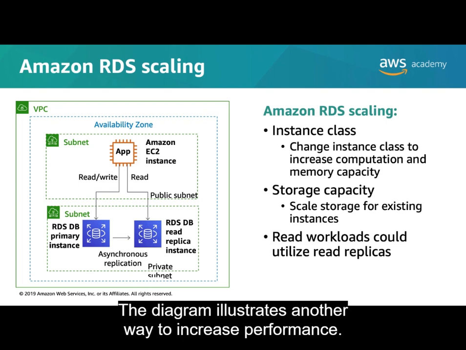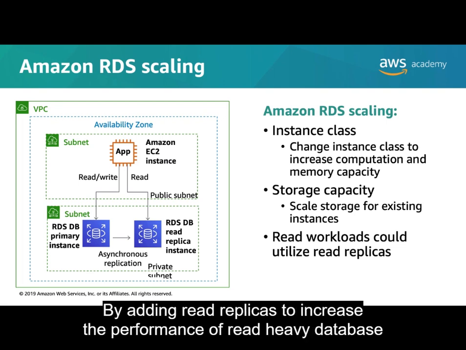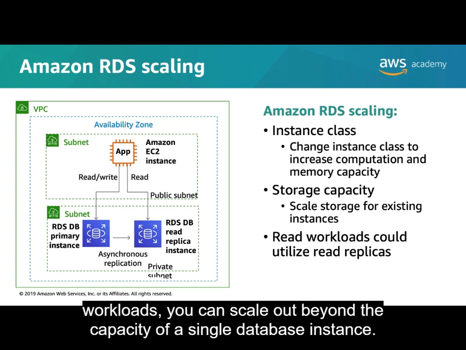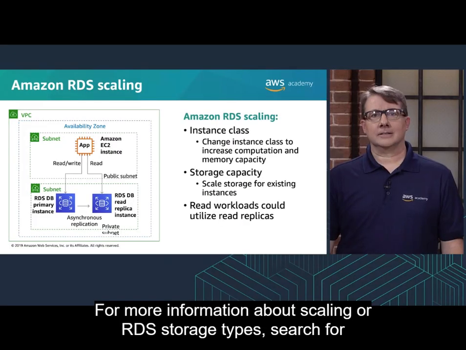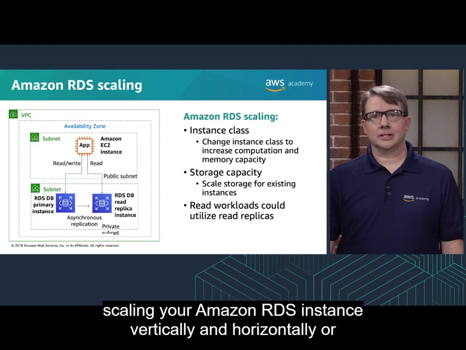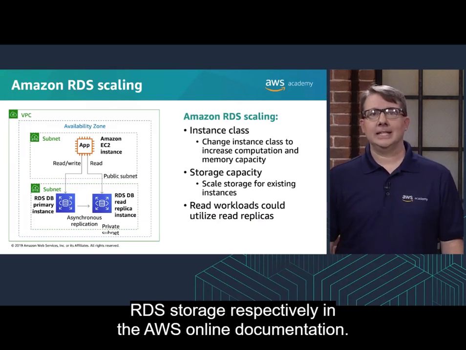The diagram illustrates another way to increase performance. By adding read replicas to increase the performance of read-heavy database workloads, you can scale out beyond the capacity of a single database instance. For more information about scaling or RDS storage types, search for scaling your Amazon RDS instance vertically and horizontally, or RDS storage, respectively, in the AWS online documentation.